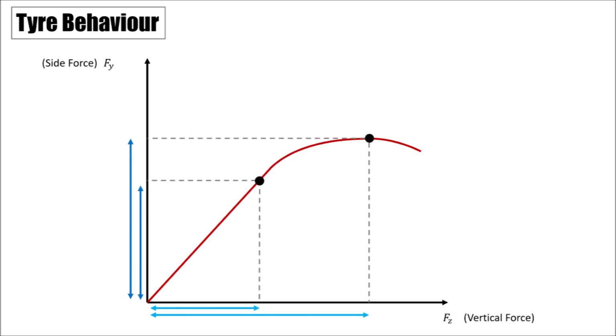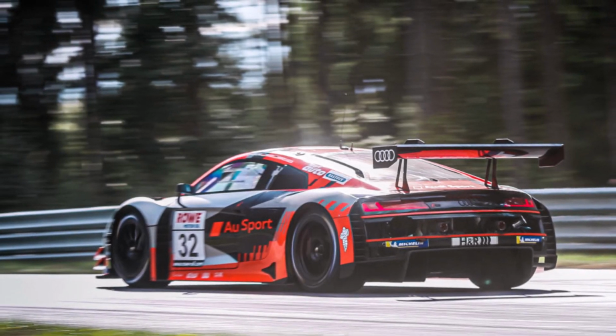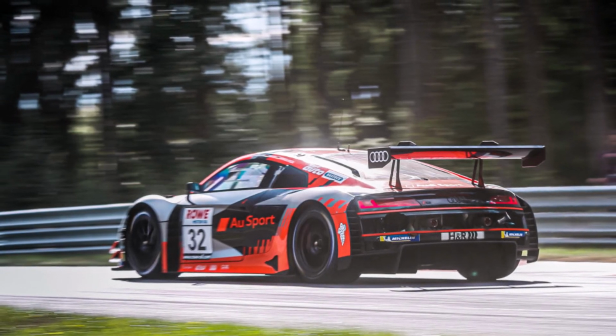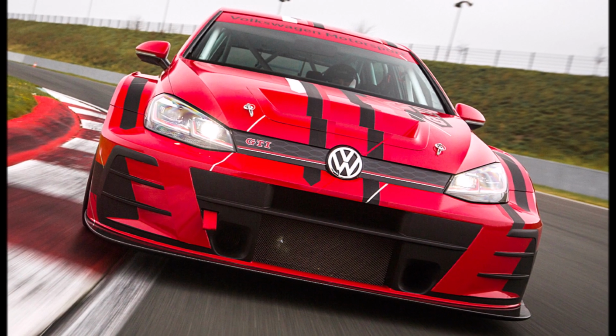But if I get closer to the limit of the tire, it's not a straight line anymore, and the curve is getting flatter. For driving at the limit, that means that if I double this vertical force on a tire, I won't get double the side force anymore. In other words, to be faster in corners, I have to reduce the load transfer from one side to the other of the car. How does this load transfer work on a car that is cornering?